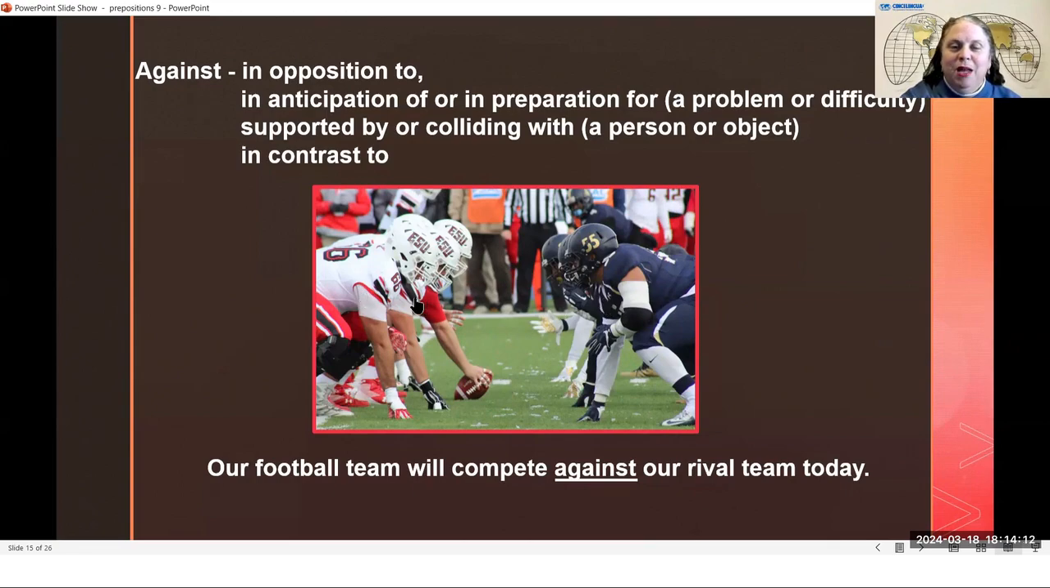Each football team will play many, many different schools, but usually there is one particular school that you all really want to beat. It is the most important team that you want to win against because for some reason they are like your enemy and you really want to beat them. So this football team is competing against their rivals, against the people that they really want to beat, and they're competing against one another.